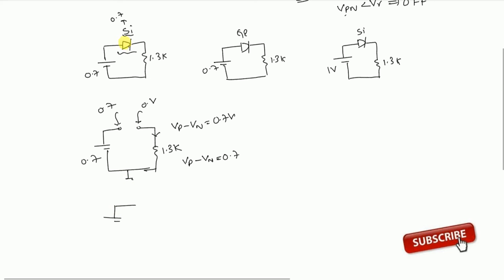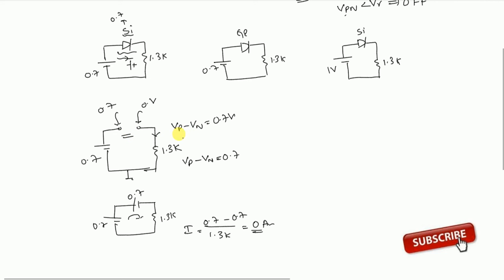So what it will be? If silicon is in forward biased, it is the equivalent circuit across silicon diode. This is the direction of current and the voltage should oppose the current. So this will be equivalent circuit. Neglect the internal resistance. So 1.3K. Now what is the current flowing through the circuit? I is 0.7 minus 0.7 by 1.3K. That is 0 ampere. It indicates that the diode is open circuited.